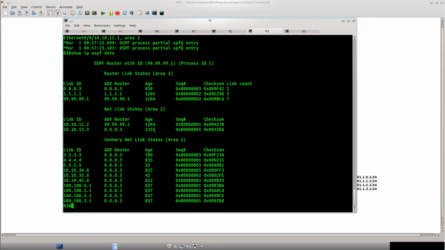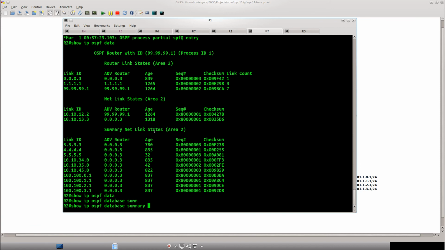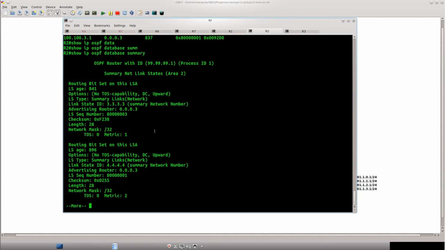Let's see if we can get some more information. You can always show IP OSPF database. That will show you the whole database. If you would just want to see the summaries, you could add the word summary at the end. So show IP OSPF database summary. This will give you detailed information.